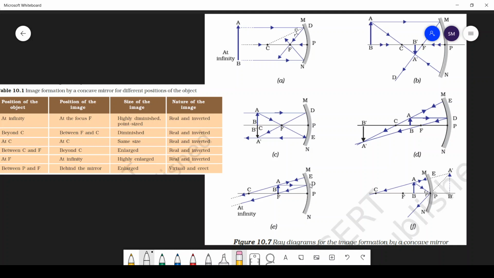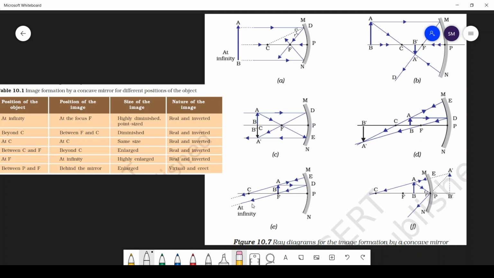So in these 5 cases the image was in front of the mirror, so that is why it was real, you can take it on the screen. But this image is behind the mirror, you cannot take it on the screen, and this image is the virtual image. You can see all the real images are inverted. Even the image which is made by our eye lens is also inverted and real.